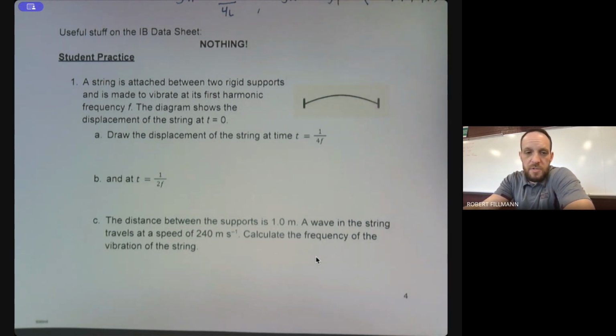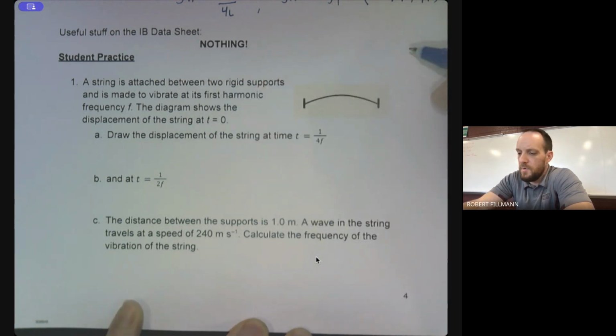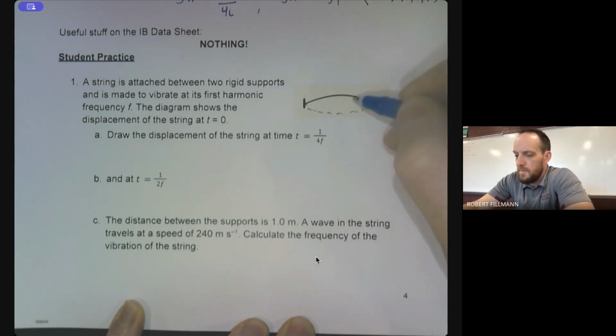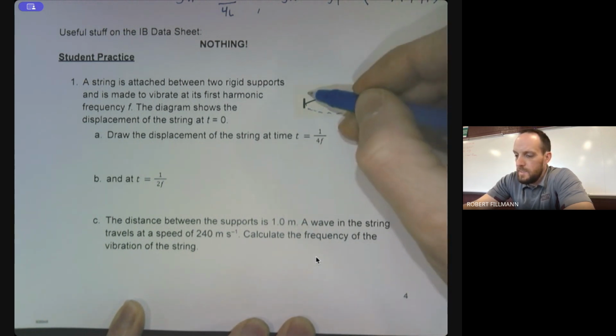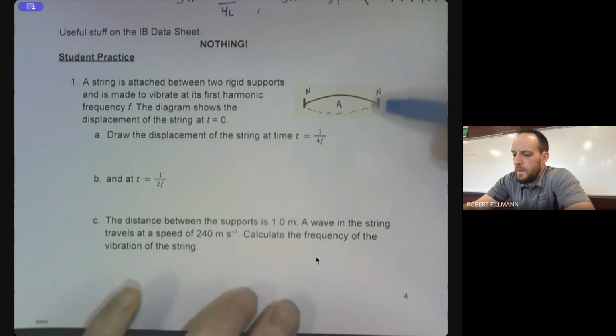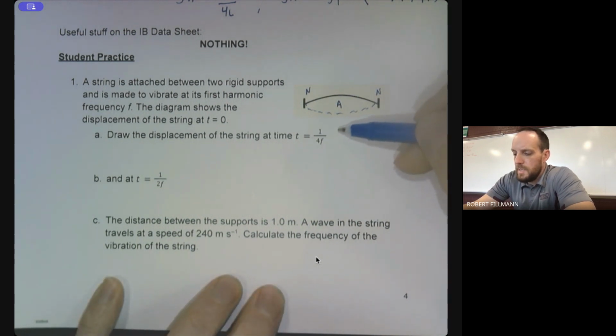So here we have a string vibrating between two rigid supports, like maybe a guitar string or something. It's vibrating in its first harmonic, the most simple one in the pattern, which means that the string's oscillating back and forth between these two patterns. The middle is going up and down. We've got an antinode there, and we have nodes at either end. The diagram shows me at t equals 0. Draw the displacement of the string at time t equals 1/4 frequency.